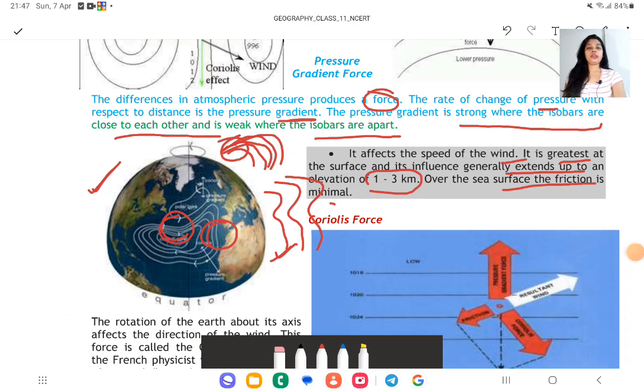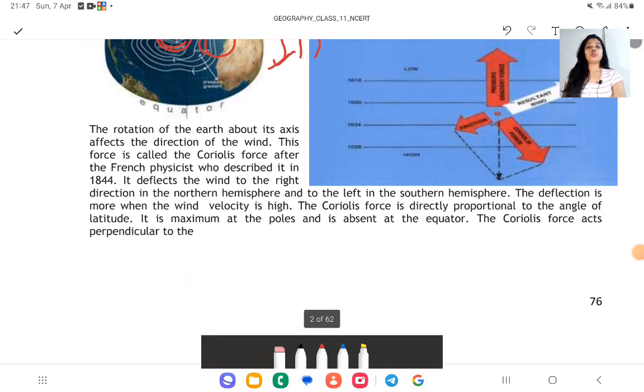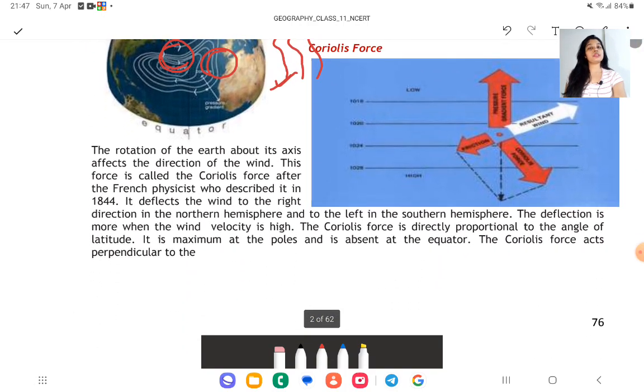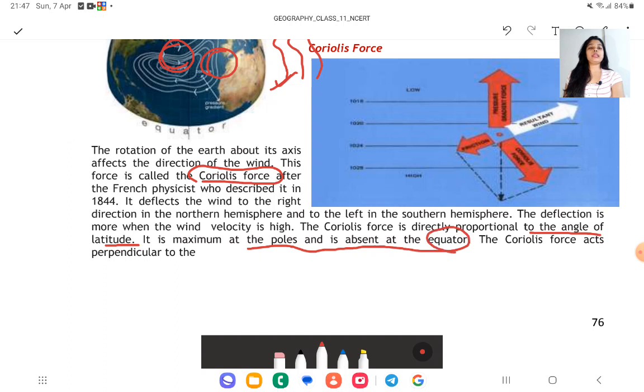Heading forward, we will see the rotation of the earth about its axis affects the direction of the wind. This force is called Coriolis force. We know that. What is Coriolis force? Coriolis force is directly proportional to the angle of the latitude. It is the maximum at the poles and is absent at the equator. So what is your Coriolis force? It will make an angle with the latitude.